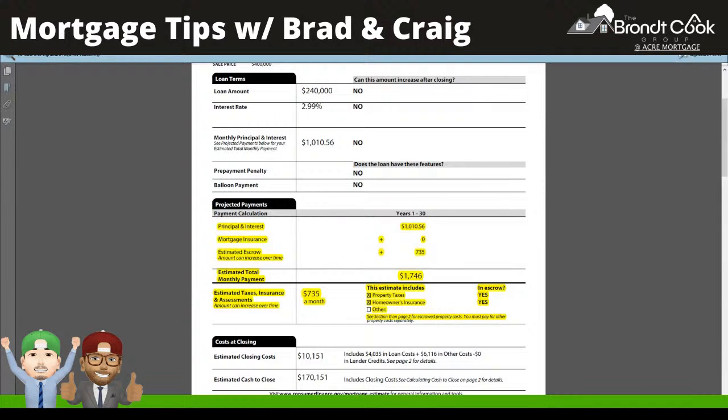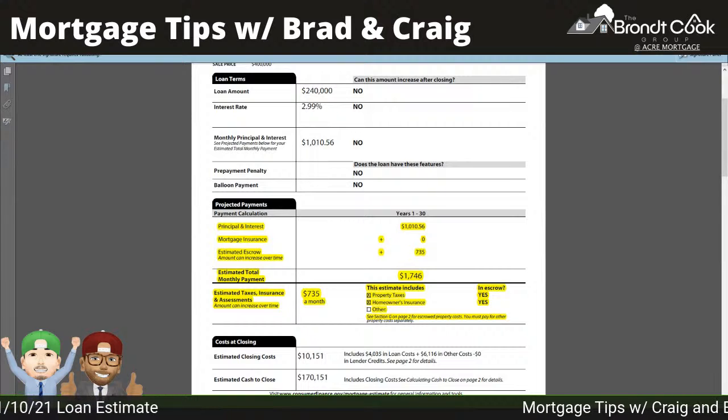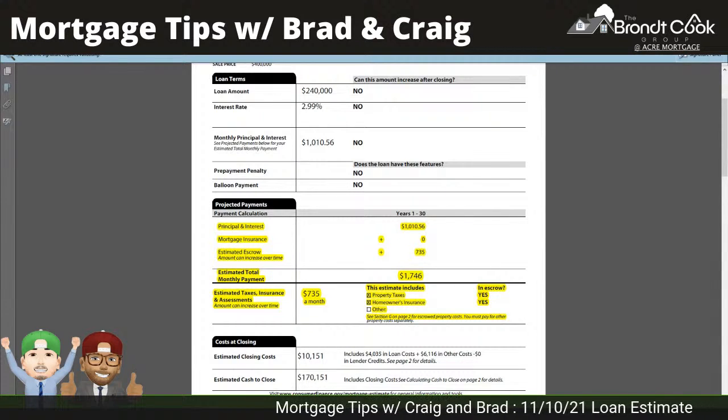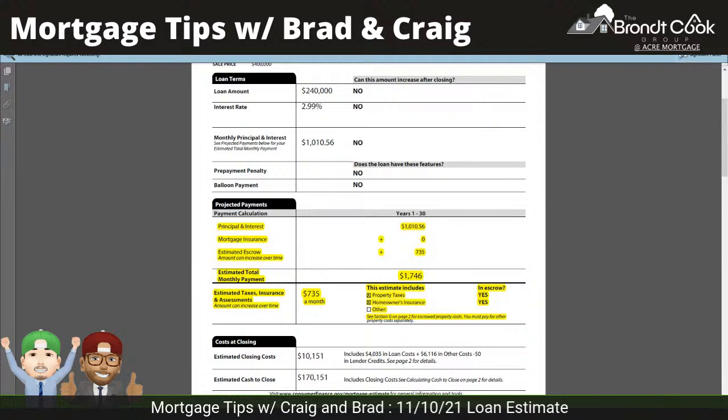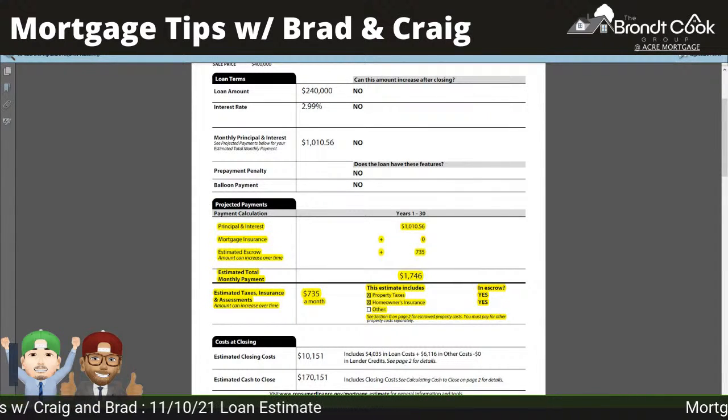Just to go back to principal and interest, you can see at the very top that it matches the principal and interest part in the loan term. So that is flowing down to this section, saying that's a portion of what you're going to pay for a total housing obligation. Mortgage insurance is 0. We talked about that. Estimated escrow, that's $735.